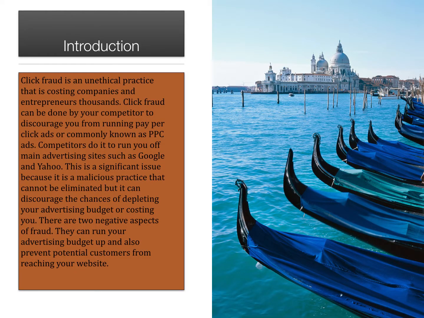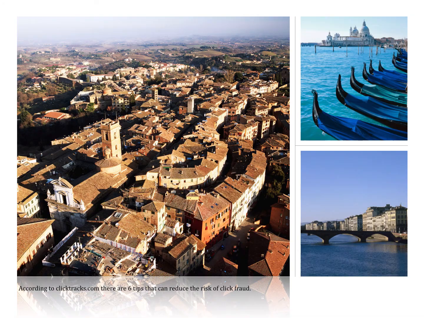According to ClickTracks.com, there are 6 tips that can reduce the risk of click fraud. I'm going to share that with you. First tip is to set a bid price for content targeted sites, and that can reduce your financial risk by limiting the amount you are prepared to pay per click. Limit your exposure by limiting the placement of ads on just any website relevant to your keywords.